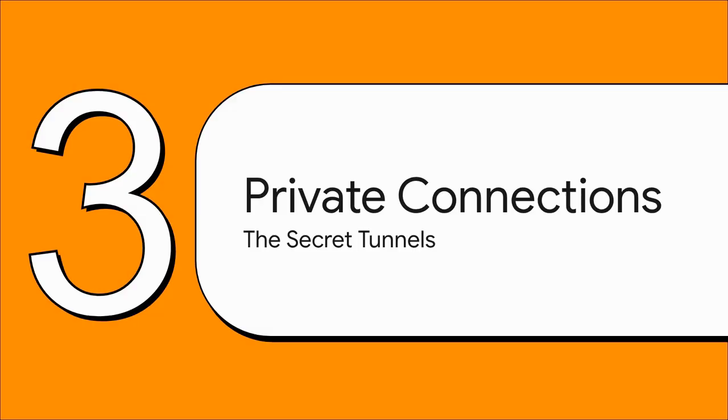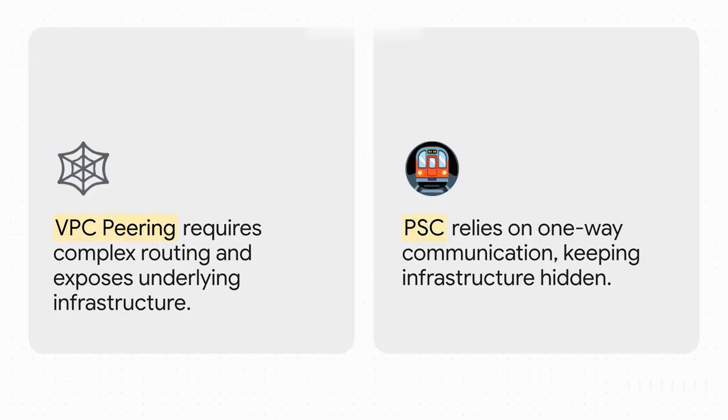Section 3, private connections with PSC, the secret tunnels. Okay, so we're securely authenticated at the edge. Now we need to actually connect our API gateways to our internal backends securely. When you're connecting to virtual private clouds, you usually weigh 2 main options. With VPC peering, you're coordinating subnets, managing complex routing topologies, and honestly, you're exposing your underlying infrastructure. It can be a huge headache.